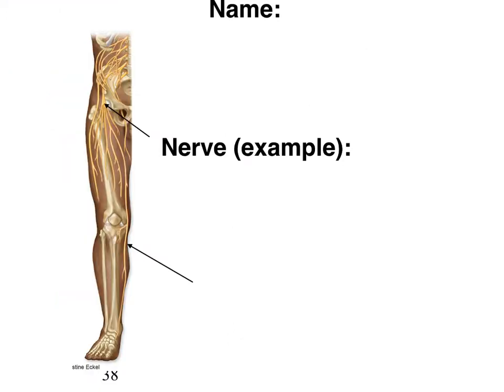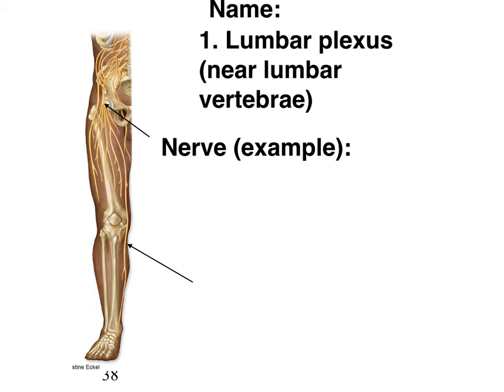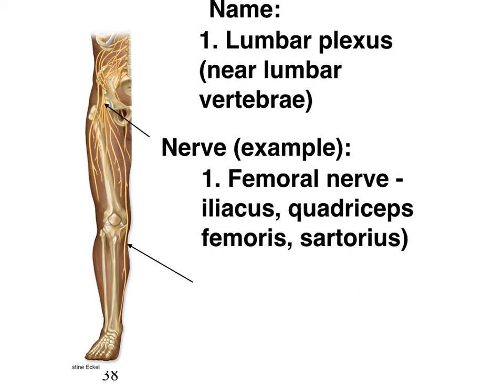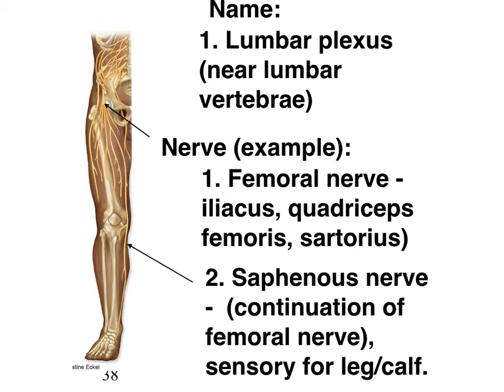In addition to the femoral nerve, which we just talked about, the lumbar plexus also gives rise, on the medial surface of the thigh and lower leg, to the saphenous nerve, which is a continuation of the femoral nerve and helps to provide some sensory collection of information for the leg and calf.